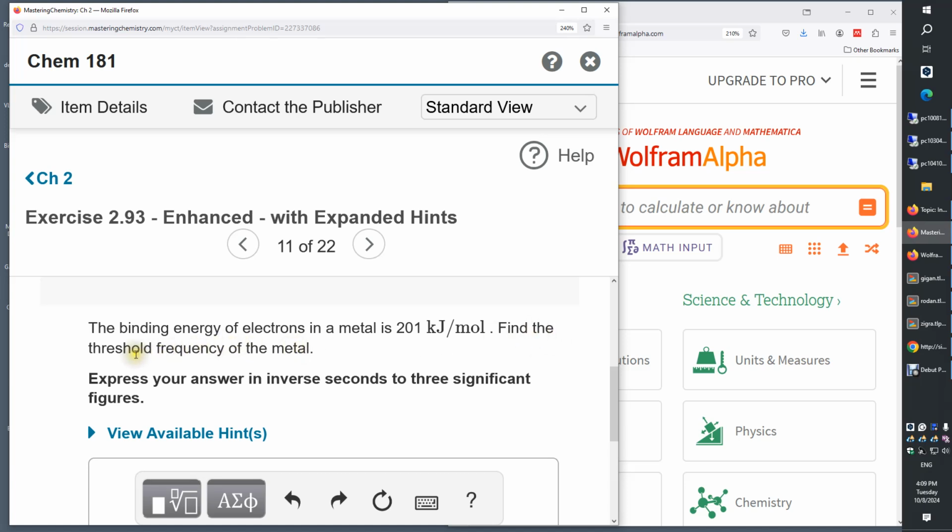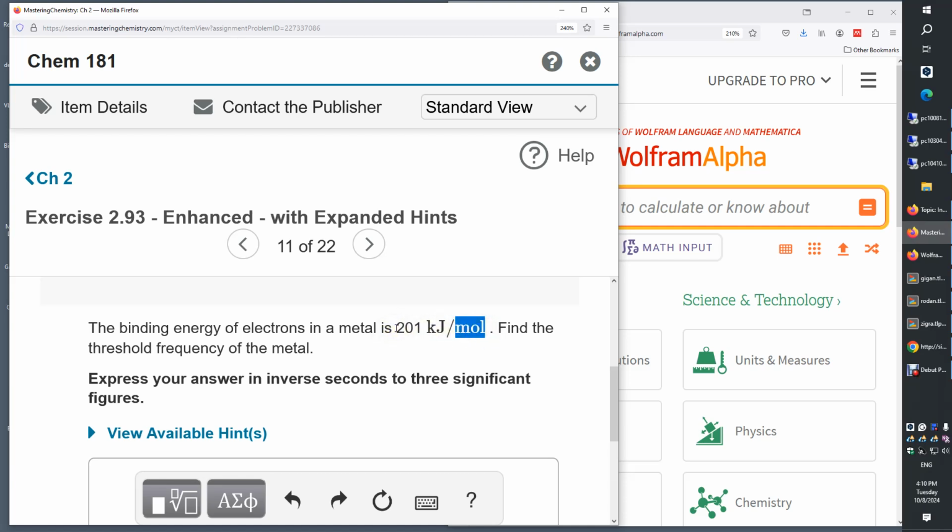What's the threshold frequency? It's the frequency of a photon that has enough energy to remove one electron from the metal. How much energy does it take to remove one electron? Well, we don't have this information. We have the amount of energy required to remove 1 mole of electrons.